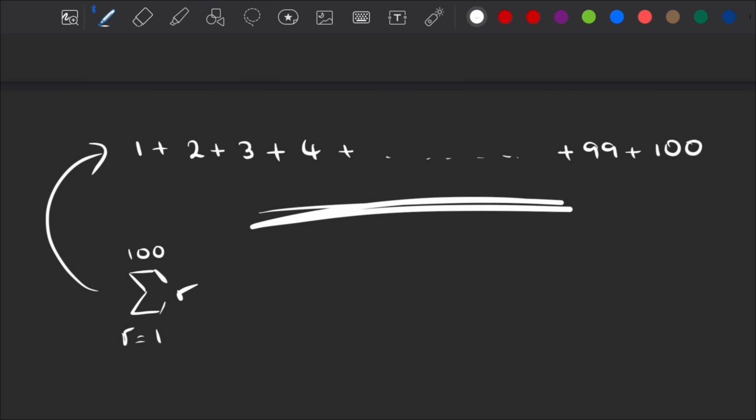and these two are equivalent. Let's actually find what this sum is. What is the sum of the first 100 natural numbers? How can we work it out? Well, there's actually a very clever way to do this without sitting down and adding 1 plus 2 plus 3.